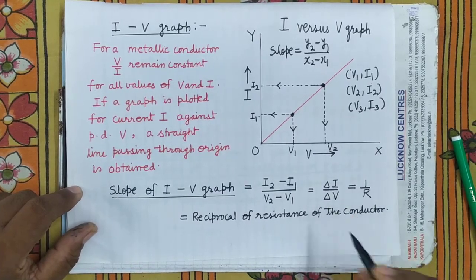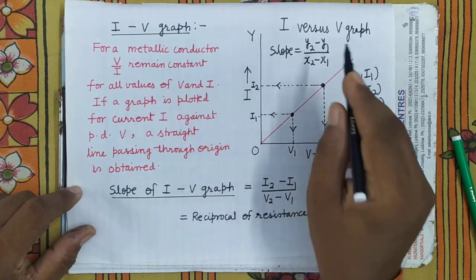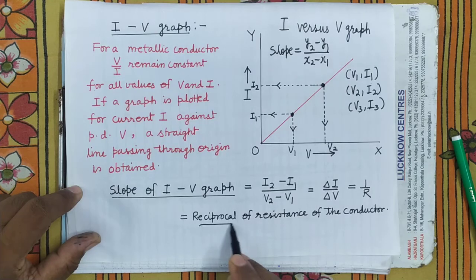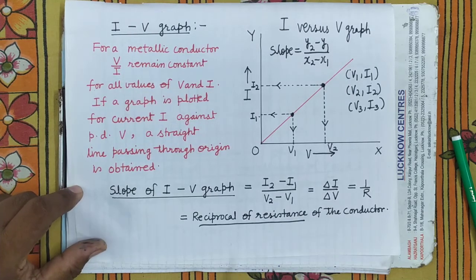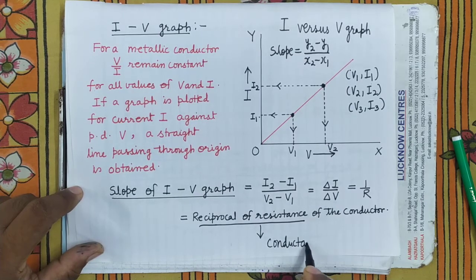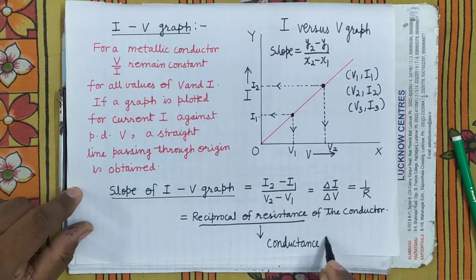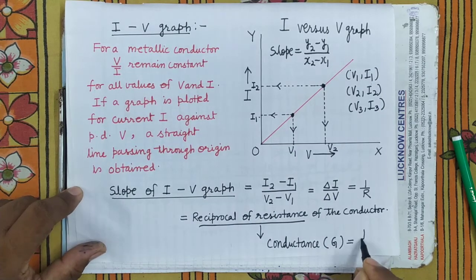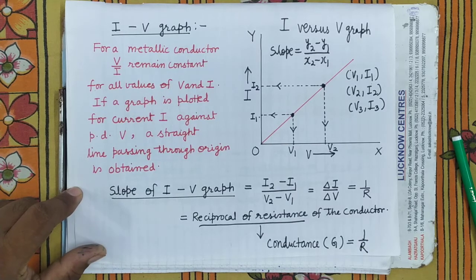And what is I upon V? It is 1 upon R. This means the slope of the I versus V graph is the reciprocal of resistance, which we also call conductance, whose unit is ohm inverse. What is the symbol of conductance? G. G equals 1 upon R.